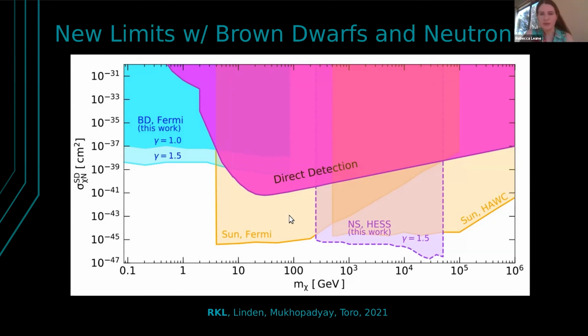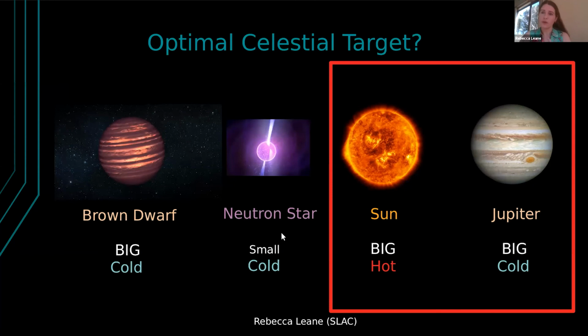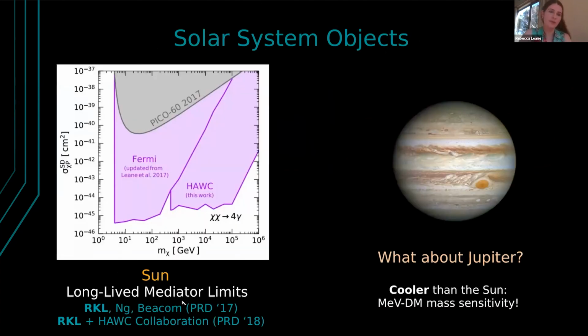And you'll see also here, we have these shaded regions labeled sun. So you can do this long-lived particle signature in the sun as well. And this has been done before. So the sun limits look something like this. They're very strong. So this is something I worked on a couple of years ago.